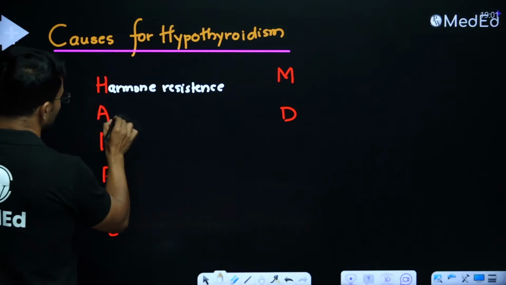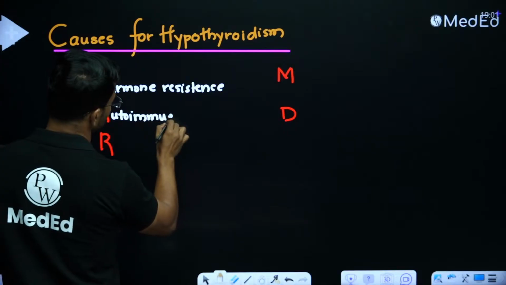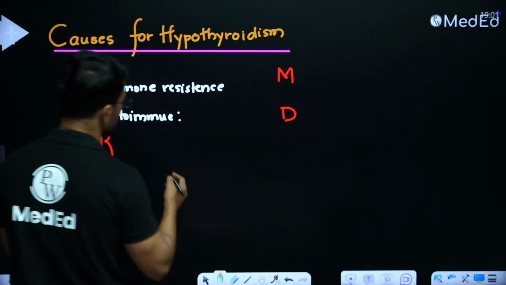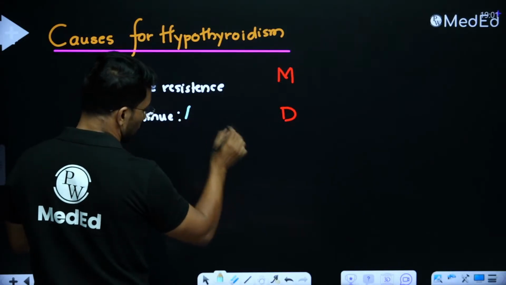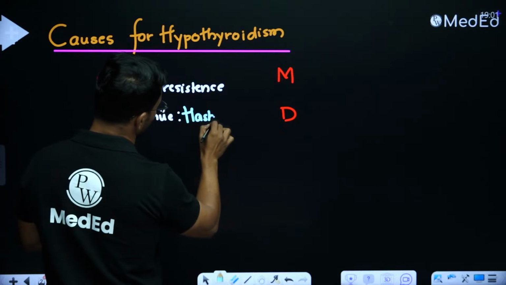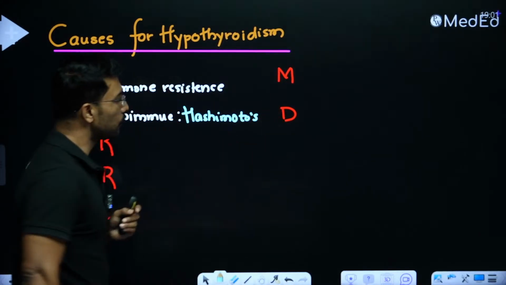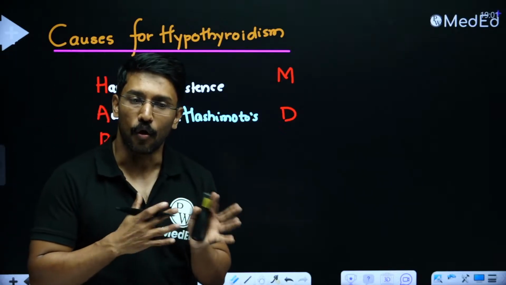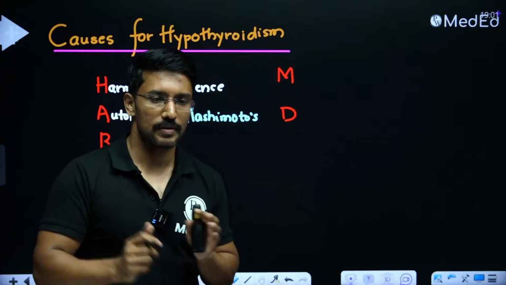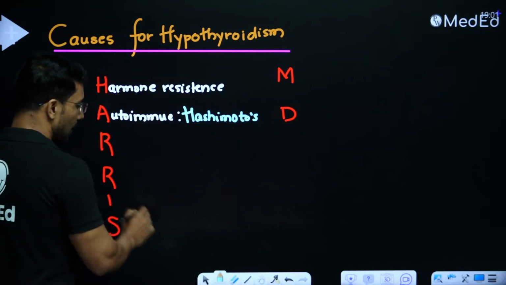Okay. Then A stands for autoimmune thyroiditis. And we all know when it comes to autoimmune thyroiditis, the main cause is Hashimoto's thyroiditis. So for all practical purposes, whenever I say autoimmune, you should think of either Hashimoto's, which is most common, or Graves' disease, which is the second most common cause for autoimmune thyroiditis. In case of Graves' disease, we end up with hyperthyroidism. With Hashimoto's, we end up with hypothyroidism.